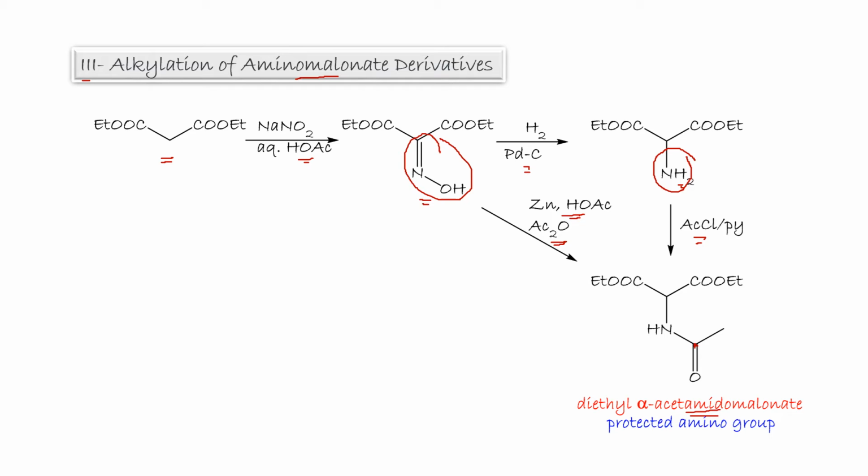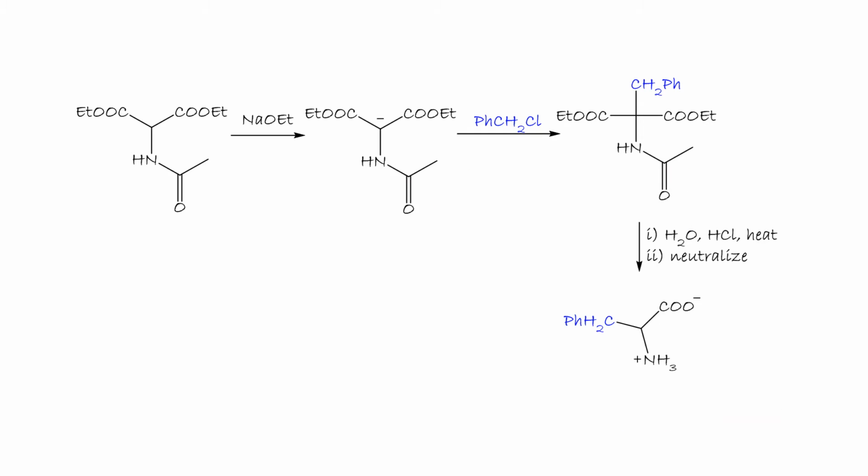Okay? Now, taking this molecule, remember this is the alpha carbon to the carbonyl. So it's highly acidic. So when we treat this molecule with sodium ethoxide, we form the anion. You can now insert any R group. Here we have benzyl chloride, so we'll end up adding the benzyl group.